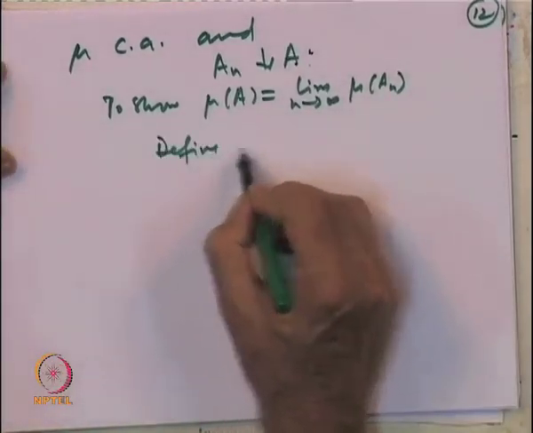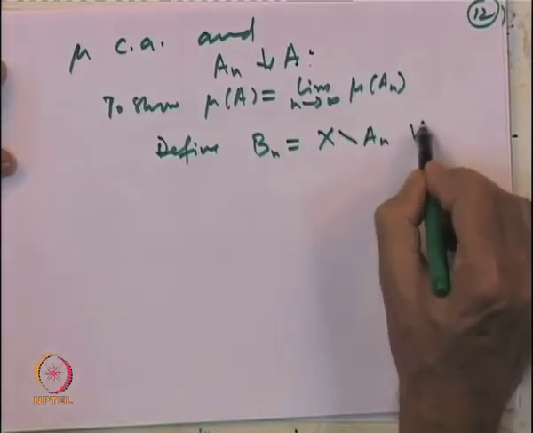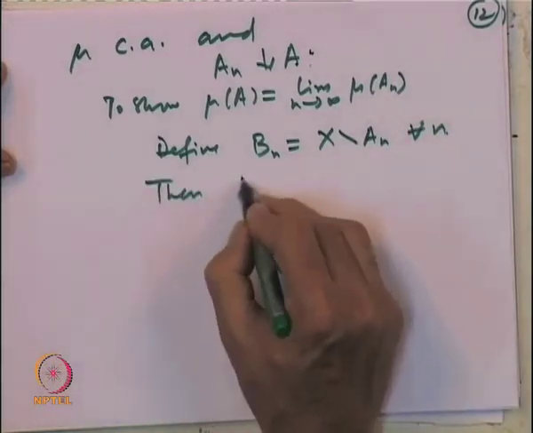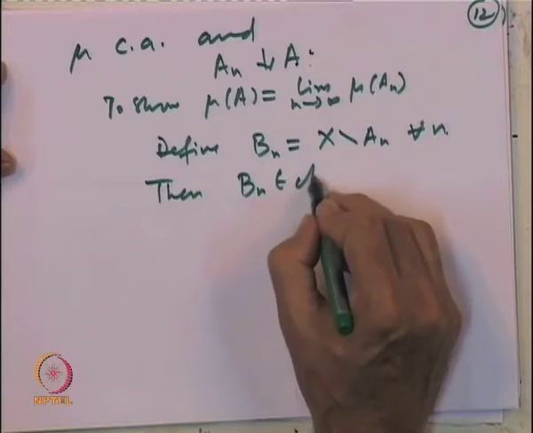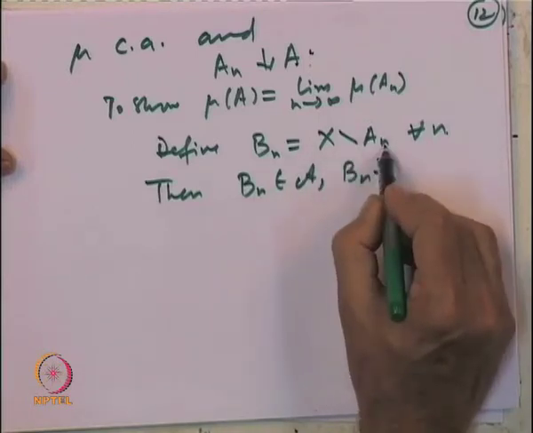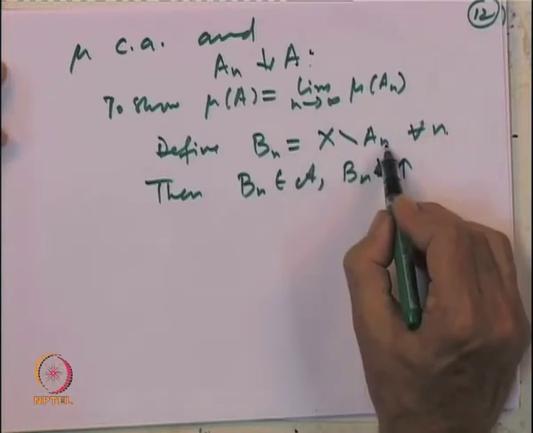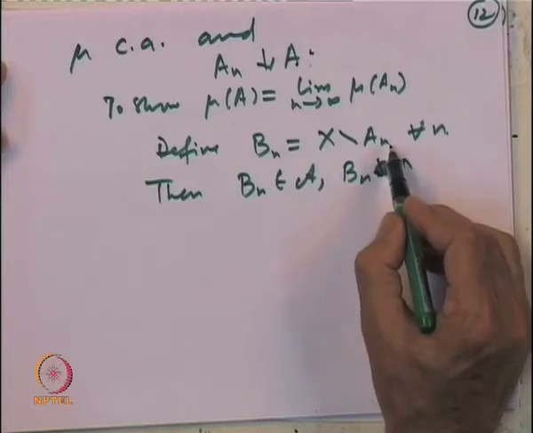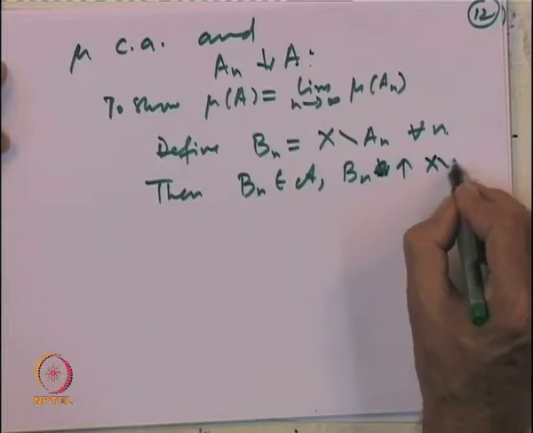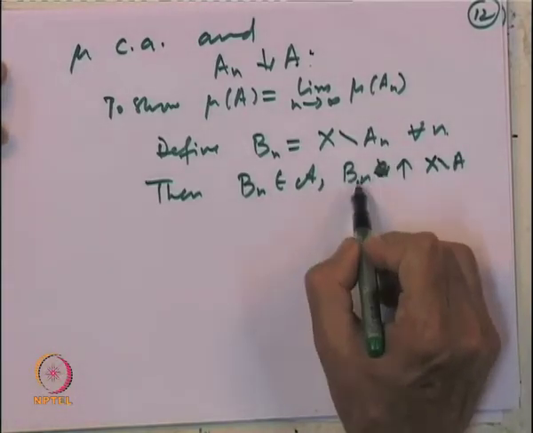So, define B n to be equal to X minus A n for every n. Then each B n belongs to the algebra A. The B n's are increasing, because the A n's are decreasing. And where do they increase to? The B n's increase to X minus A, because the A n's are decreasing to A.